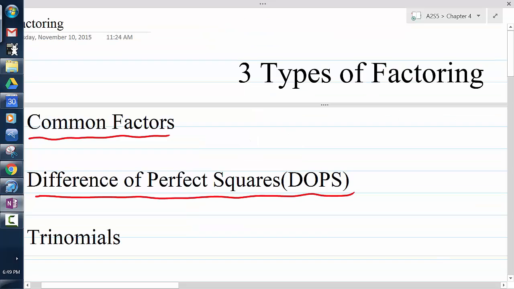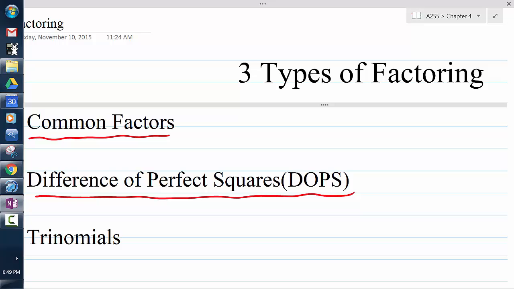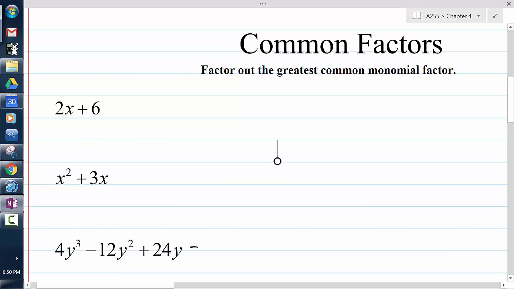So there will be three types of factoring that we'll be dealing with in this class. And here's what I call the first kind common factors, second kind difference of perfect squares, and the third kind trinomials. In this video we'll be dealing with just the first two types of factoring, and then we'll do the trinomial thing in class. Let's go to common factors.